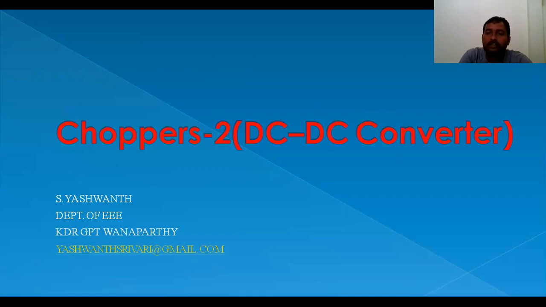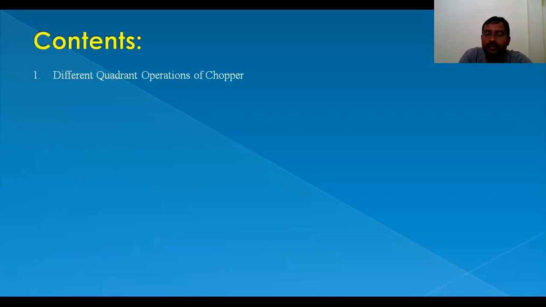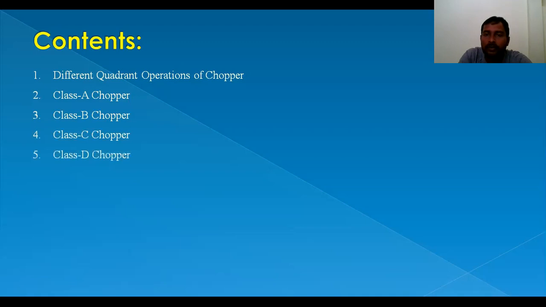Now, classification of choppers. Choppers are classified based on the coordinate of operation: the first coordinate, second coordinate, third coordinate and fourth coordinate. In this I'll discuss the different types of choppers: the first one is the class A chopper, the second one is class B chopper, another one is class C chopper, another one is class D chopper, and finally class E chopper.